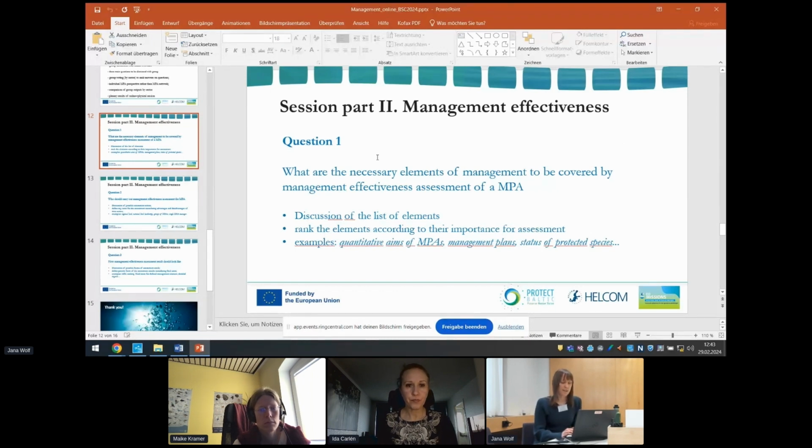So what are the necessary elements of management to be covered by management effectiveness assessment of MPA? And for this, we will discuss a list of elements and rank them by importance. Some examples of these elements are to have quantitative aims of MPAs, or to have management plans, status of protected species, and so on.